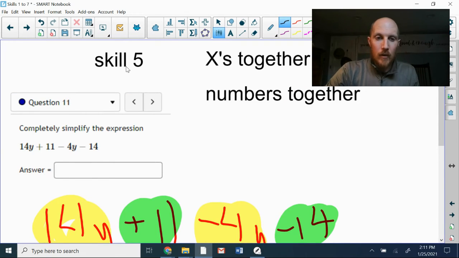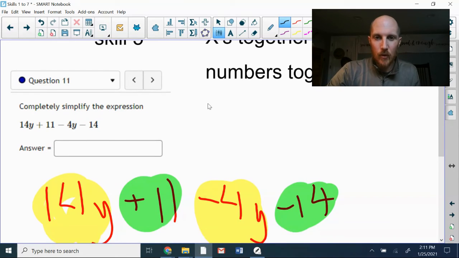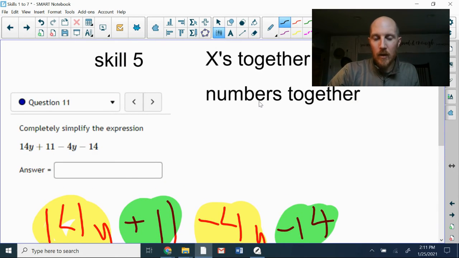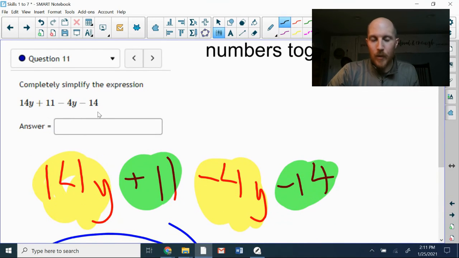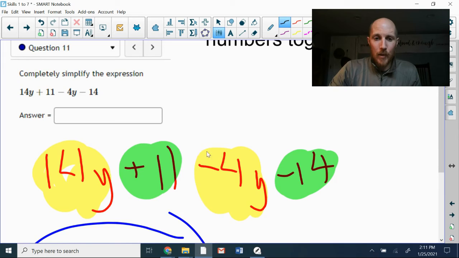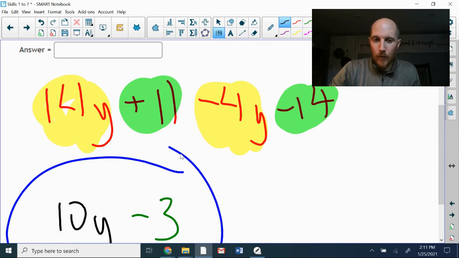Question 11 is a new skill, skill 5, combining like terms. So I need to keep the y's together and combine them, and the numbers together and combine them. So I've taken the original problem, I rewrote it, I highlighted the two terms that have a y on them, the negative 14y and the negative 4y. I'm going to combine them together. So I could rewrite the problem so they're next to each other. I didn't, but that is something that is helpful for people sometimes.